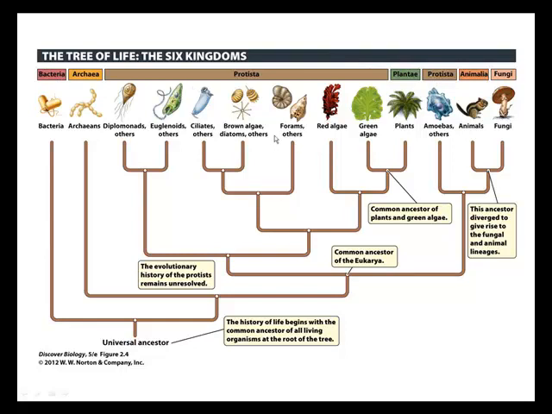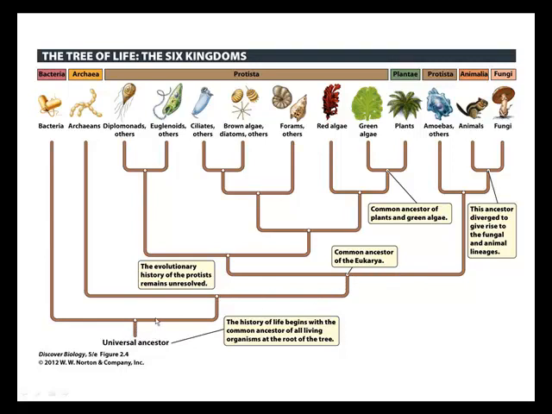So what do you need to know about this? Basically, I want you to be able to read it. So this is the universal ancestor way down here at the bottom, and this is the cell that all organisms were thought to have evolved from. And then as you move away from that, you get older and older and older.